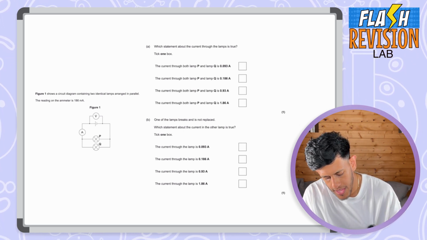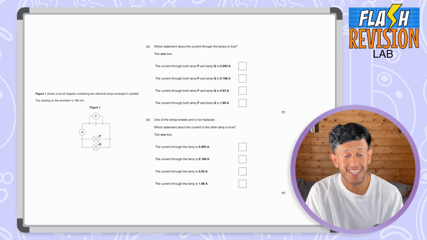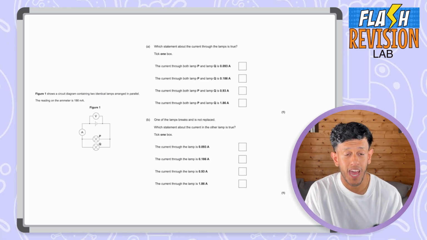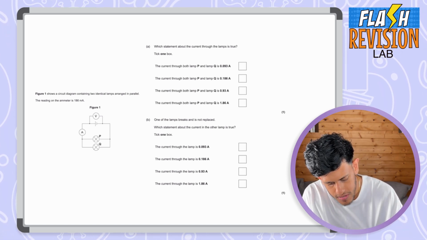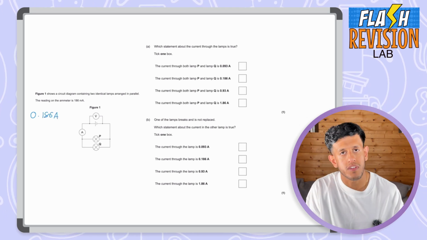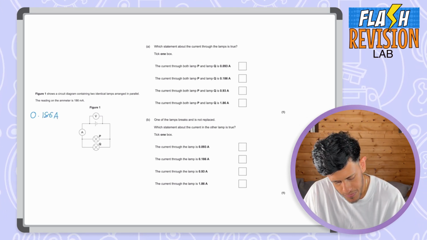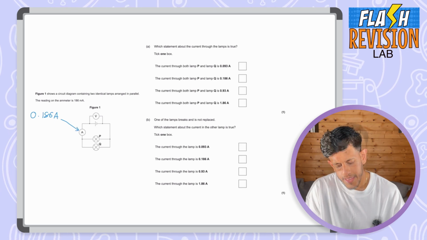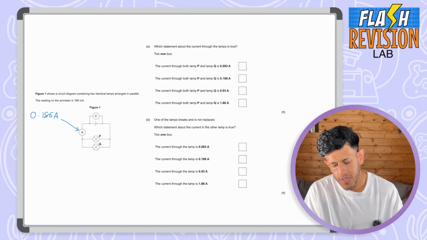So the first thing to note there, 186 milliamps, I'm going to change that unit to our regular unit, which is amps. So divide it by 1000, current is 0.186 amps. So I'm just going to keep that there. That's in the ammeter, so I'll draw an arrow to that. It then asks us which statement about the current through the lamps is true.